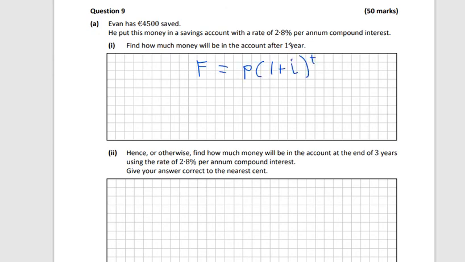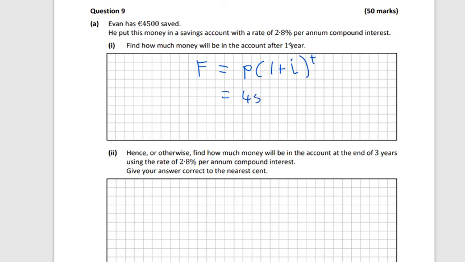You don't have to, you could just find 2.8% of it, so just multiply 4,500 by 2.8%, find out what it is, and then add it on to the 4,500. But you will have to use this formula in the next part really anyway. Well, it's the easier way to do it. So I'll just use it here.